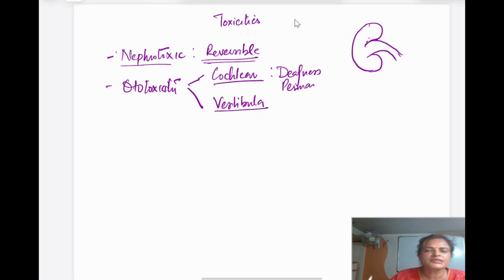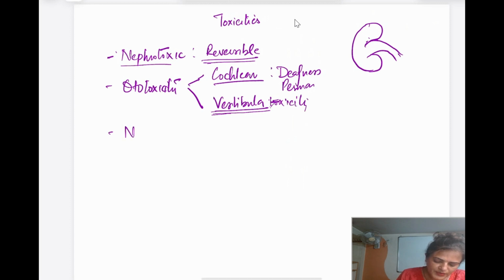Where is vestibular toxicity? What happens in vestibular toxicity? The patient will first have a headache, then there will be nausea, then dizziness, and the patient will have ataxia and dizziness and all that. In this also the patient is going to recover, but it is going to take years with vestibular toxicity.